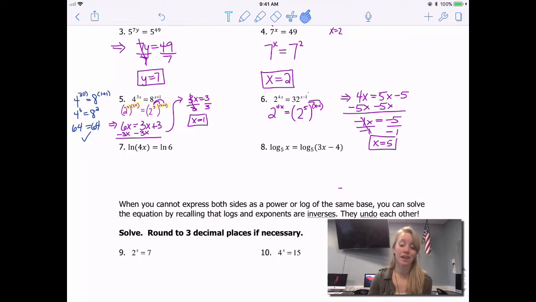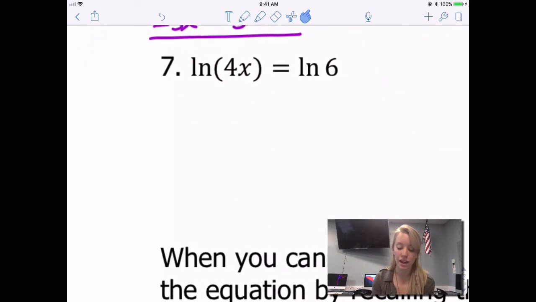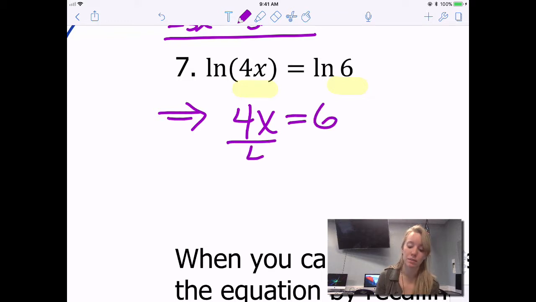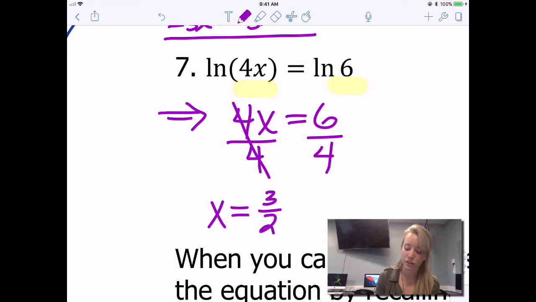And the last thing that we have is that logs work exactly the same way. If you have equal bases on your log, then you also have to have equal arguments, or equal numbers on the inside. So if I've got ln 4x equals ln 6, I already have the logs the same. So the things that have to also be the same are 4x and our 6. So we'll set them equal to each other. 4x equals 6. Divide by 4 on both sides. And x equals 6 over 4, which is 3 over 2, or we could say 1.5, however you want to say that.